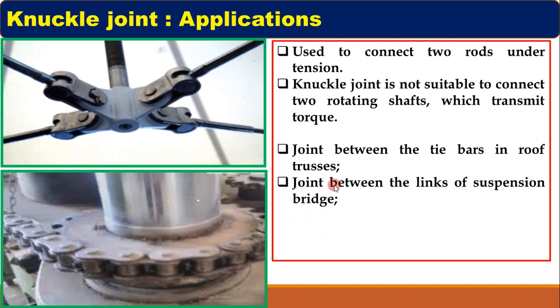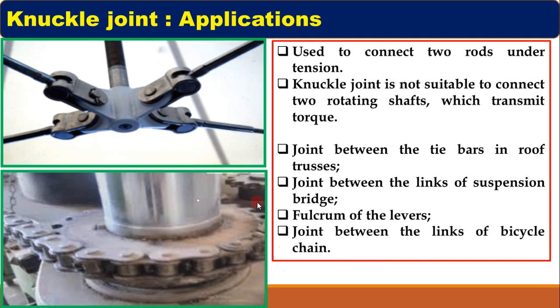The next application is the joint between the links of a suspension bridge. In the suspension bridge, in order to get a little angular movement, to get some flexibility in the elements of the bridge, this knuckle joint is used, because we know that this knuckle joint permits little angular movement. Then the third is the fulcrum of levers. In levers also, to get a little amount of angular movement between two parts, that is, lever and support, this type of knuckle joint is used.